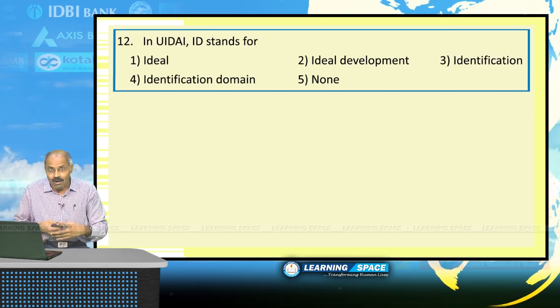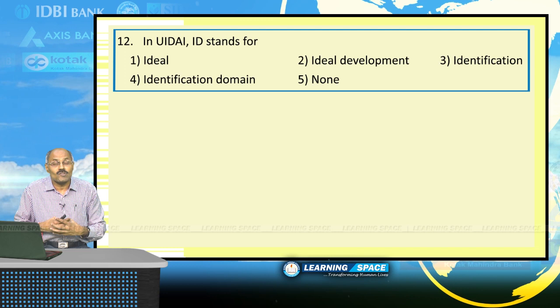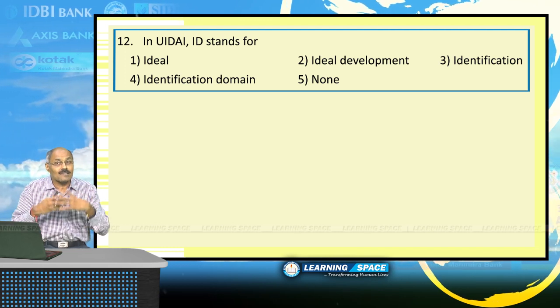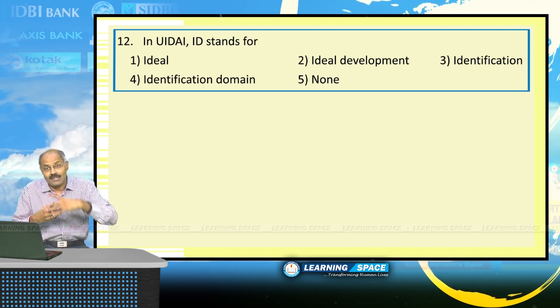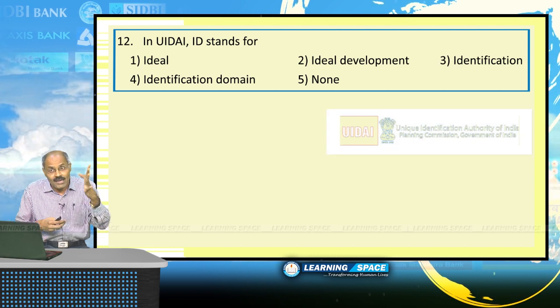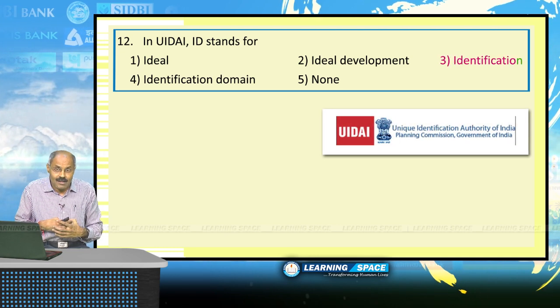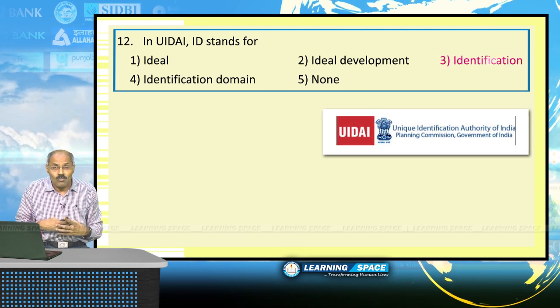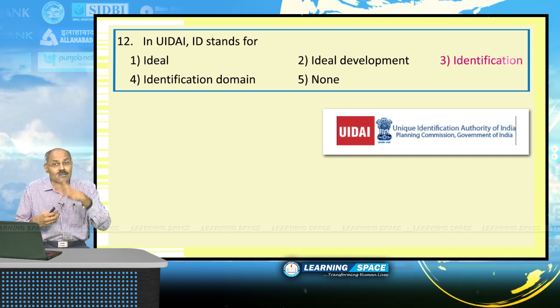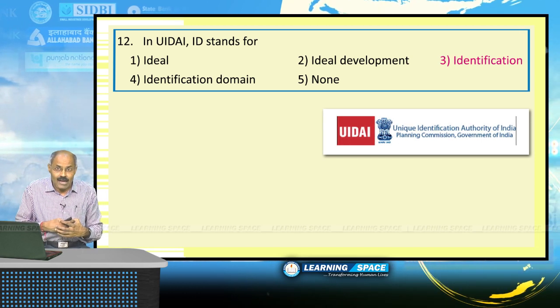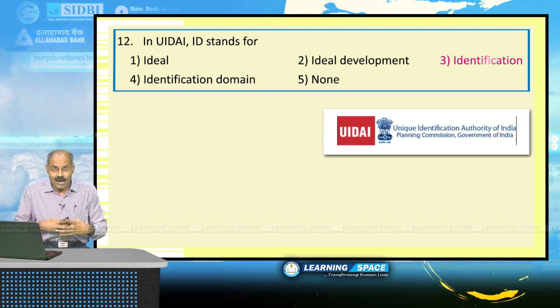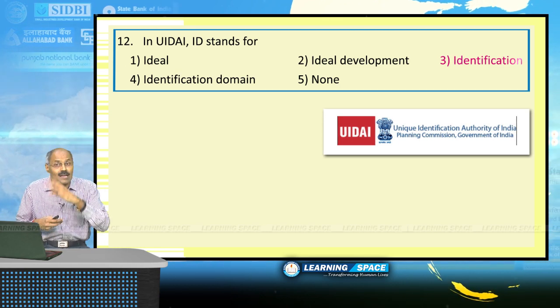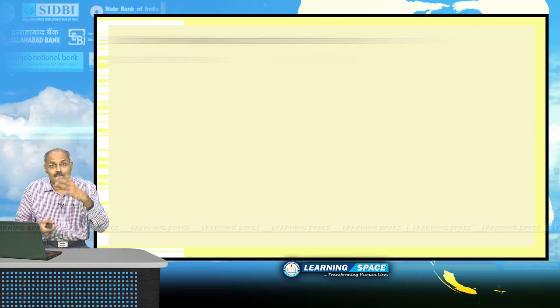In UIDAI, all of you are well aware, UIDAI issues Aadhaar cards. UIDAI is the Unique Identification Authority of India. Now, Planning Commission is no more in existence. Niti Aayog came in its place, and the Unique Identification Authority of India gives Aadhaar cards. Right, friends? Look into the next one.